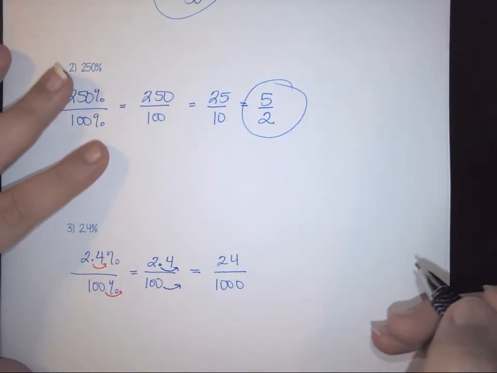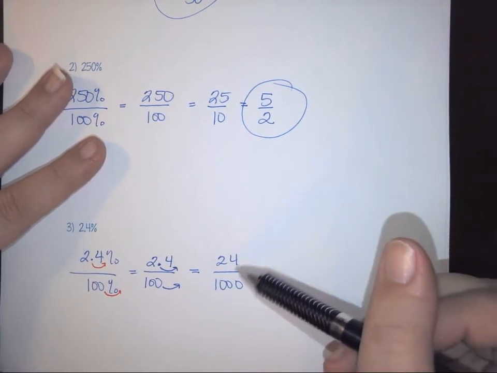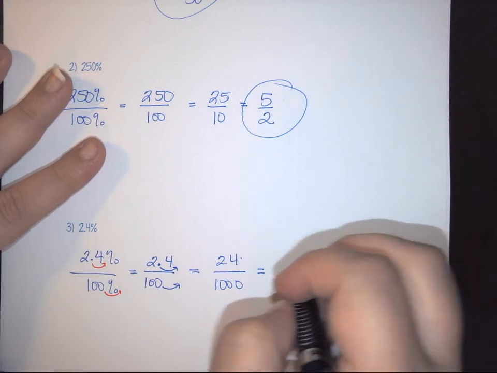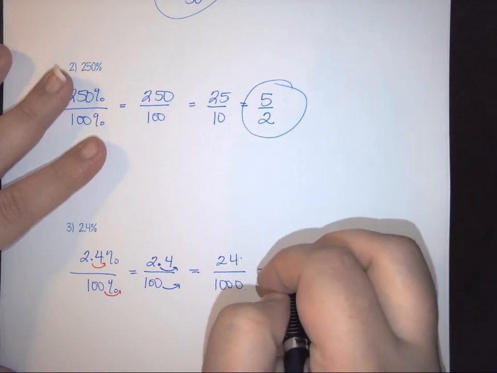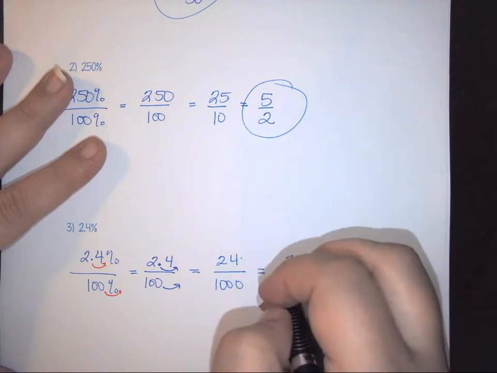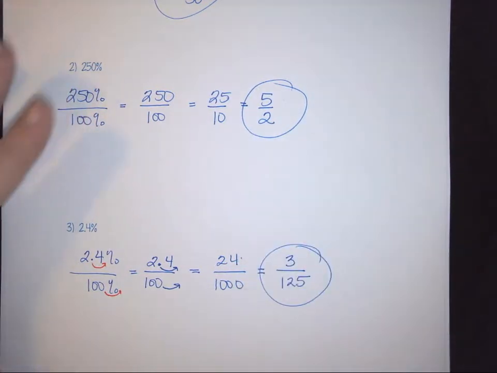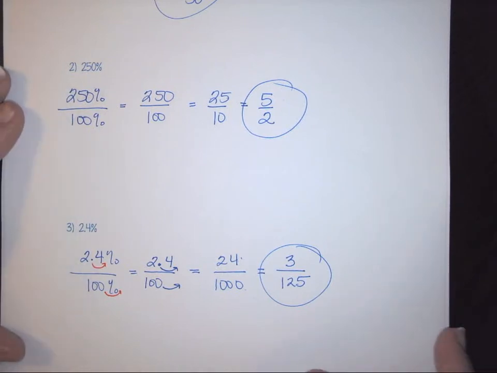Then from here we can reduce. What's common between 24 and 1,000 would be 8. So if we divide 8 out of the top, we end up with 3. 8 out of the bottom, we get 125. And this would be that reduced fraction.